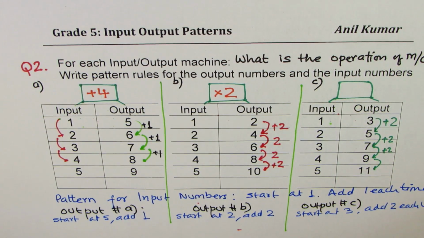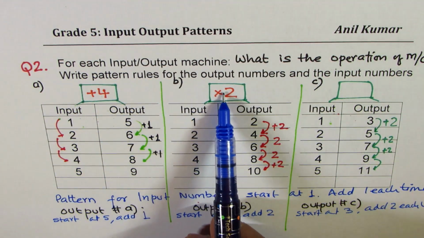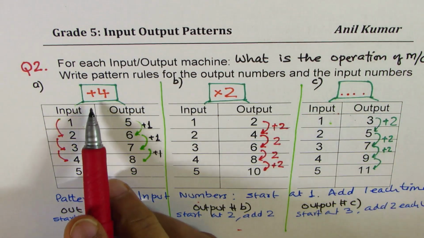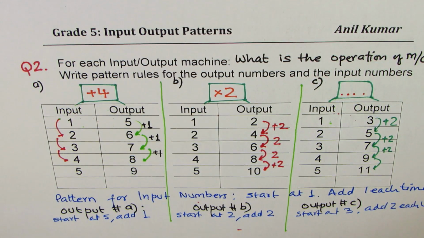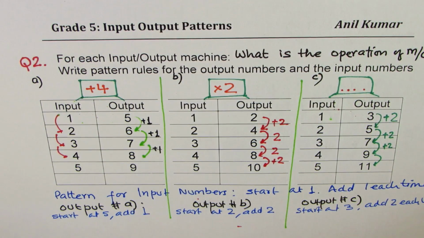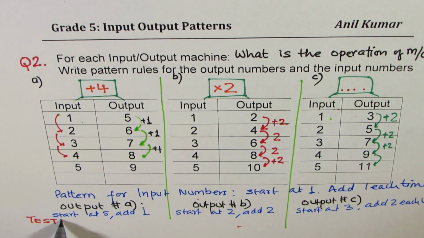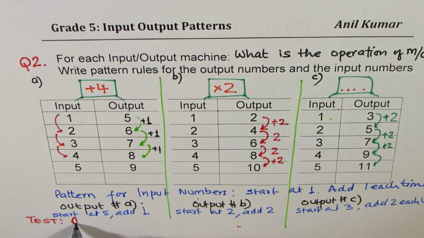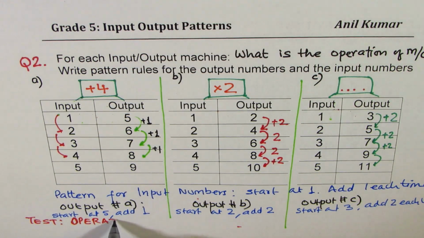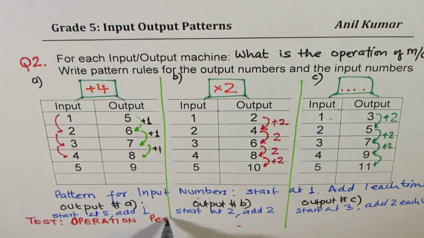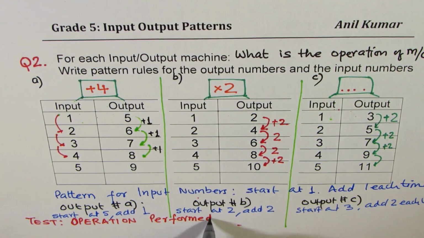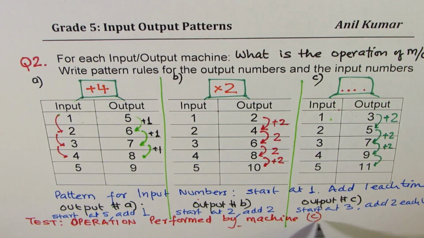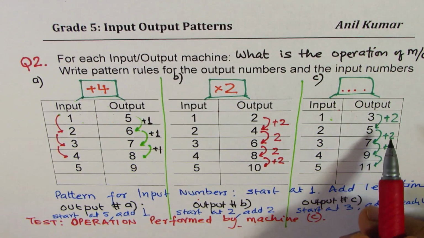But now the major question here is, how do you decide what kind of operation the machine does? So that is the critical question. Now this is the very critical question. We have already taken care of the first two. So the real question for you now is your test. The operation of machine C, right? Let me write like this. Operation performed by machine C. Correct?